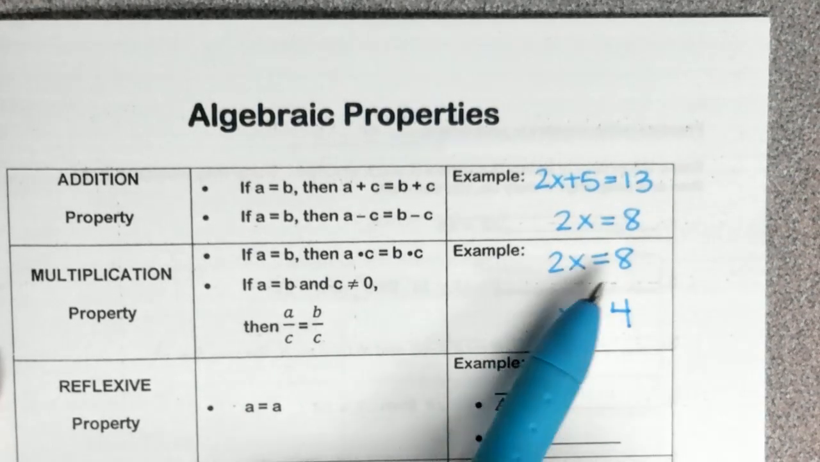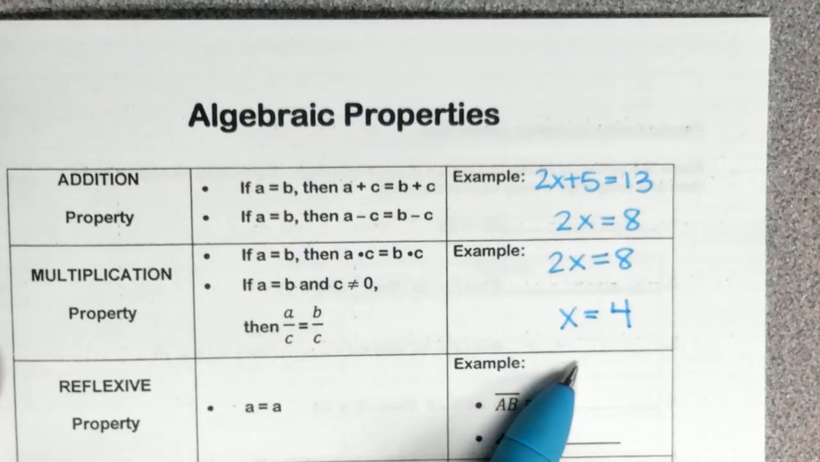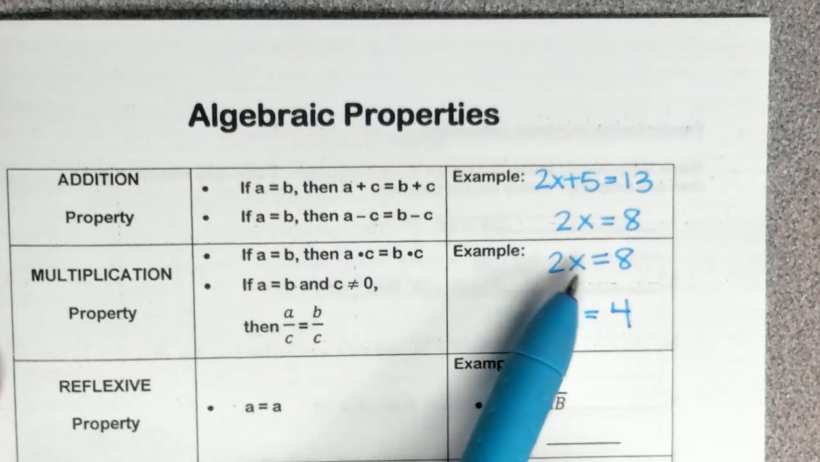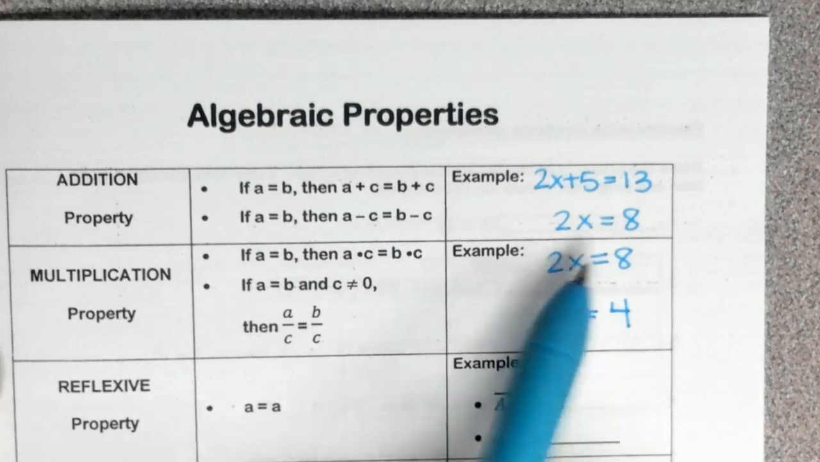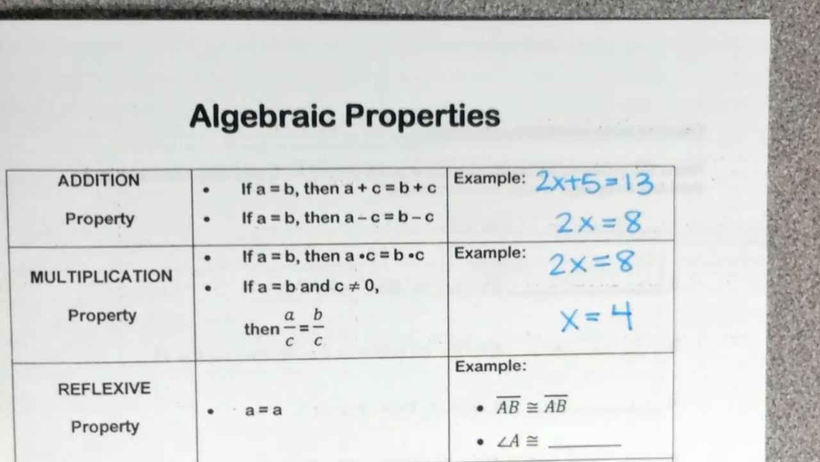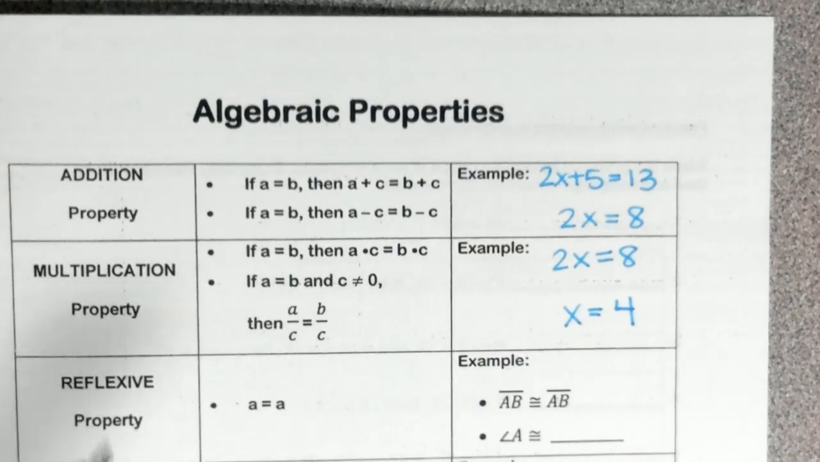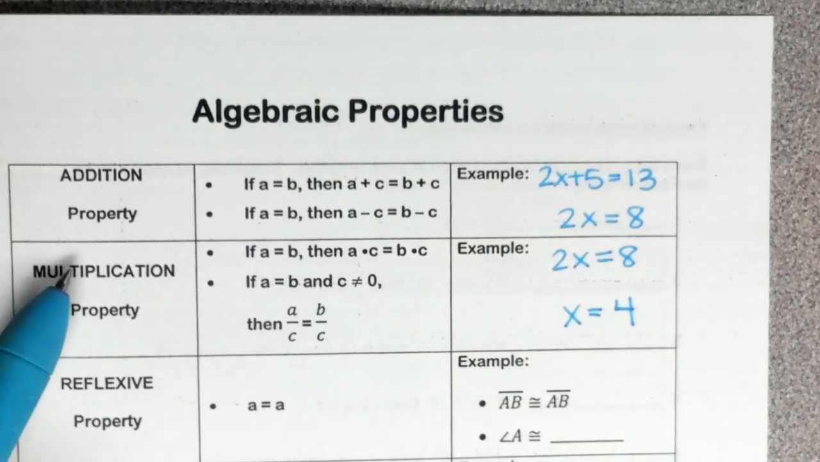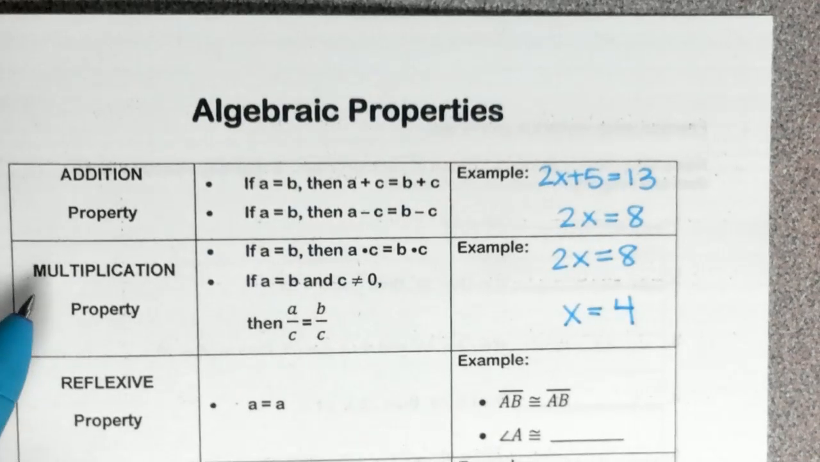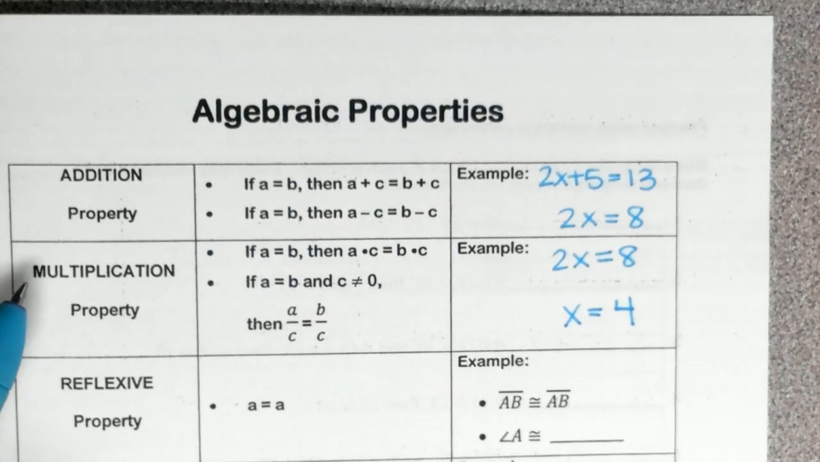And when you're doing these, a lot of the times I'm not going to actually show me dividing. Do you see how I just divided both sides by 2? I didn't actually show that. Same thing as kind of addition. A lot of mathematicians recognize division as multiplying by a fraction. So division is just multiplying by a fraction. So that's why they both fall under multiplication property. Okay?